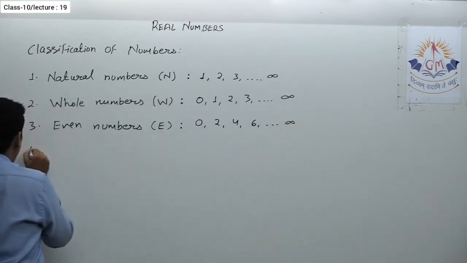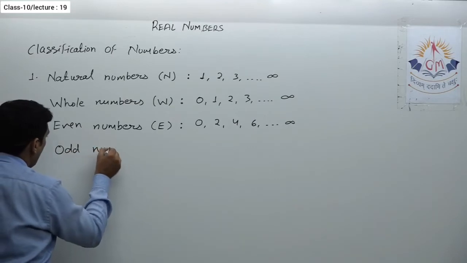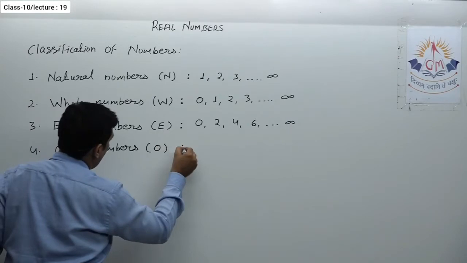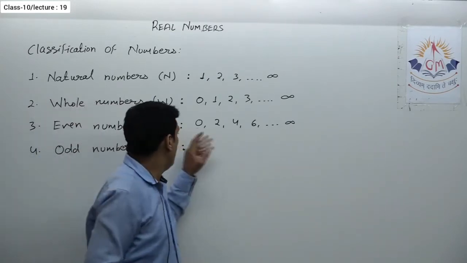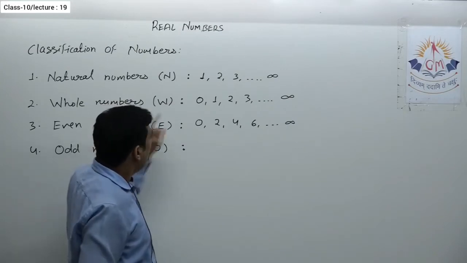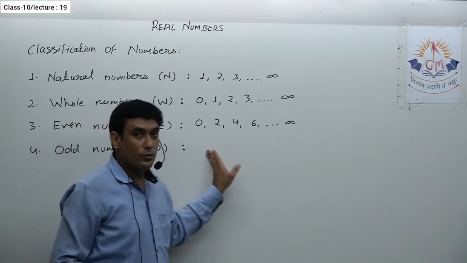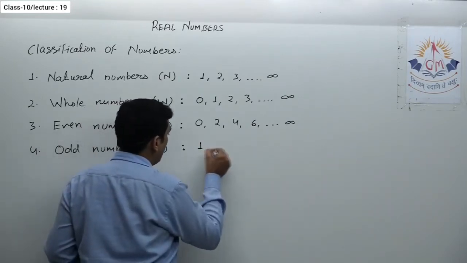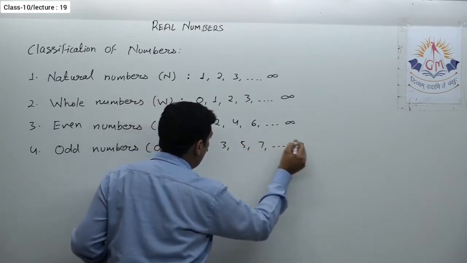Then odd numbers. Odd numbers are generally denoted by capital O. Whole numbers which are divisible by 2 are even numbers, and odd numbers are those whole numbers which are not divisible by 2. So that starts from 1, 3, 5, 7 and goes up to infinity.